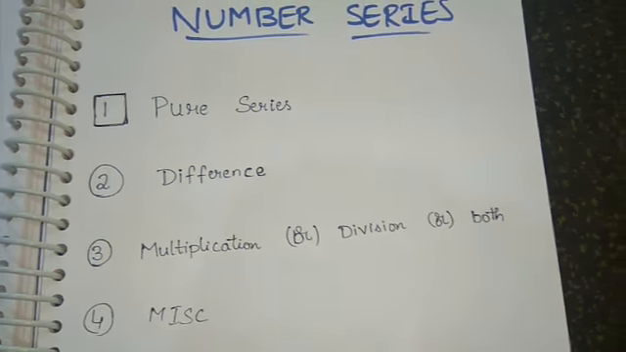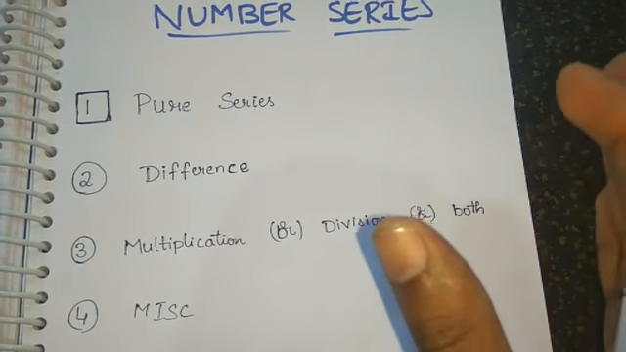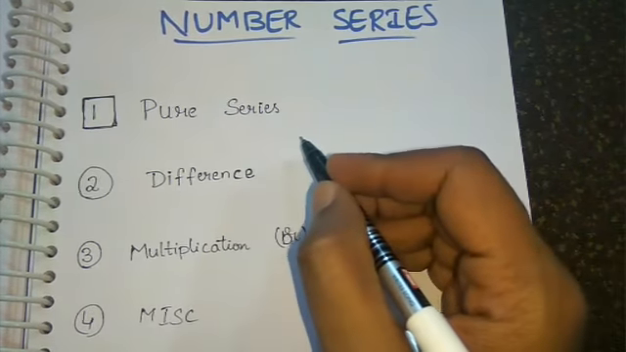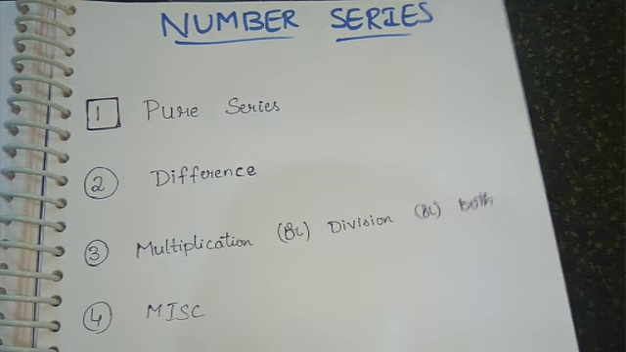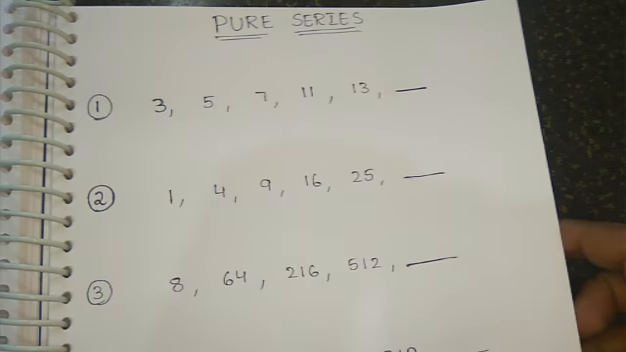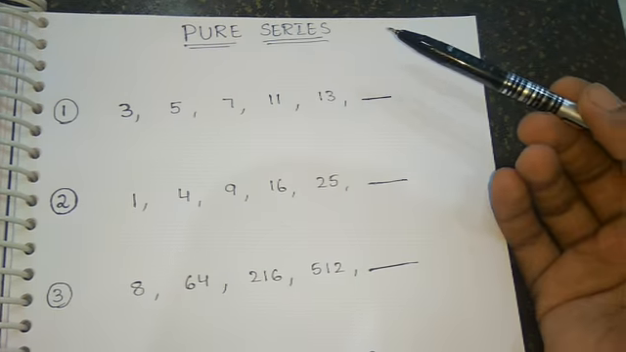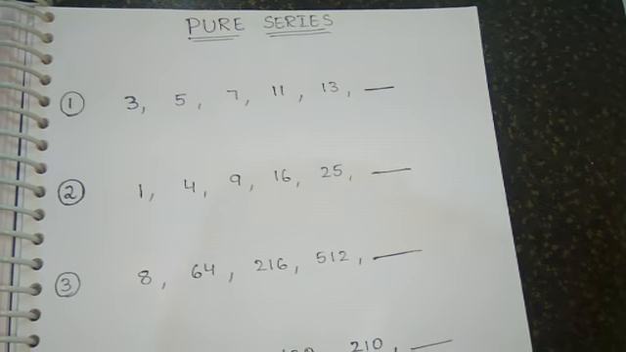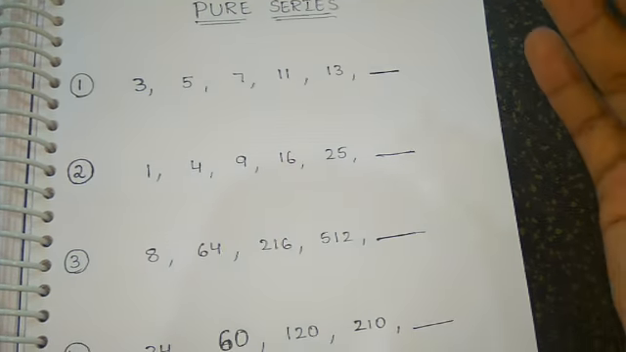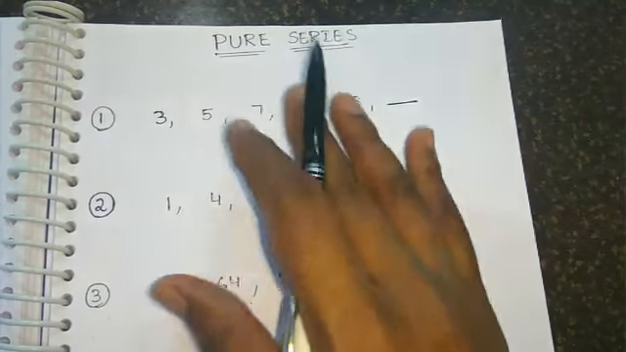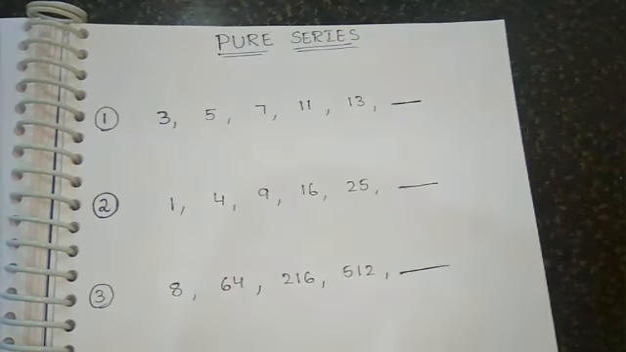Okay, so first of all, by just seeing the series, see what we should do. Now we are going to see first the pure series. Okay, so you can see some examples here. These are pure series. Just by seeing the series itself we can answer these questions. First of all, when you see a question, you should try to answer it by just seeing it, if you are getting any pattern in it.